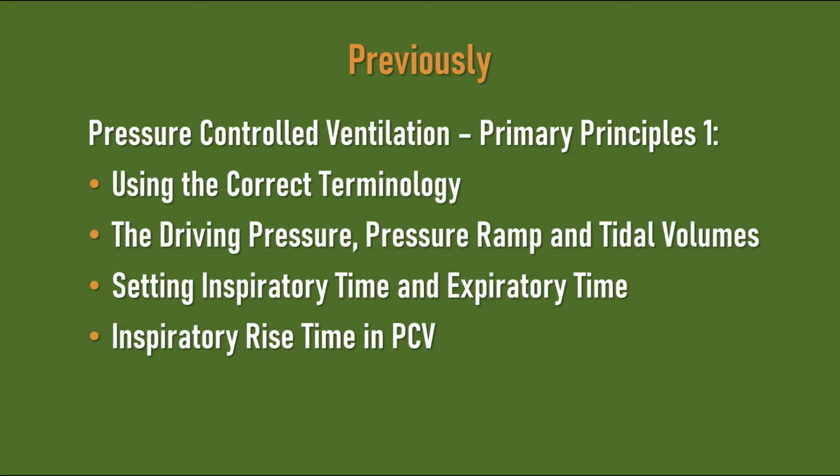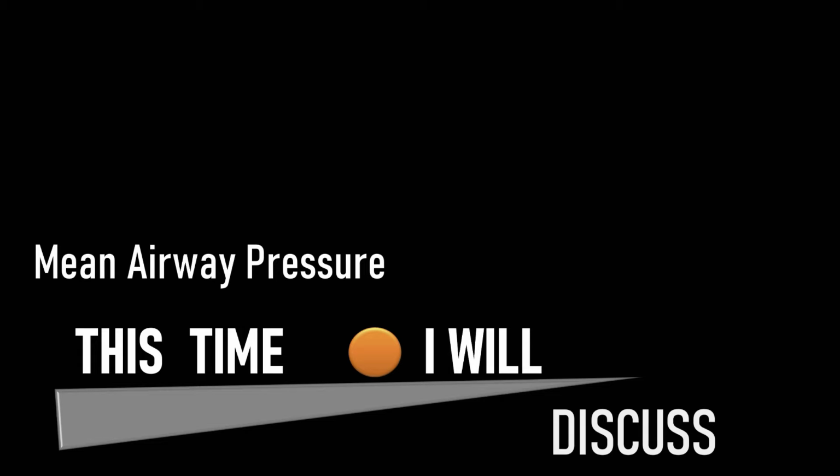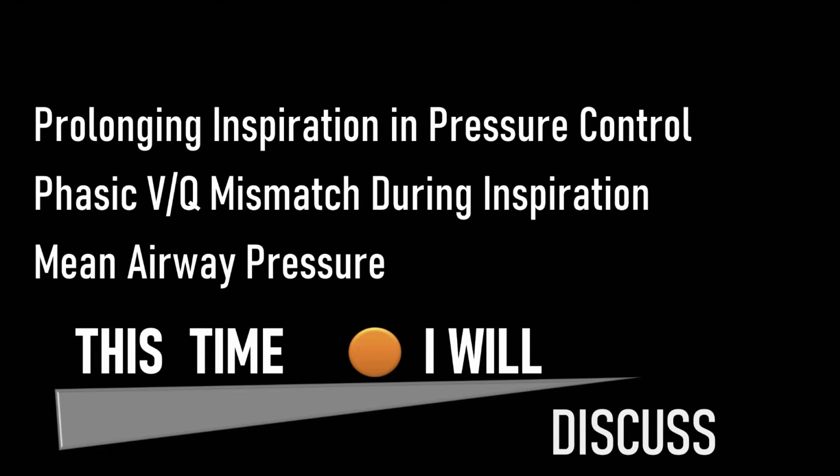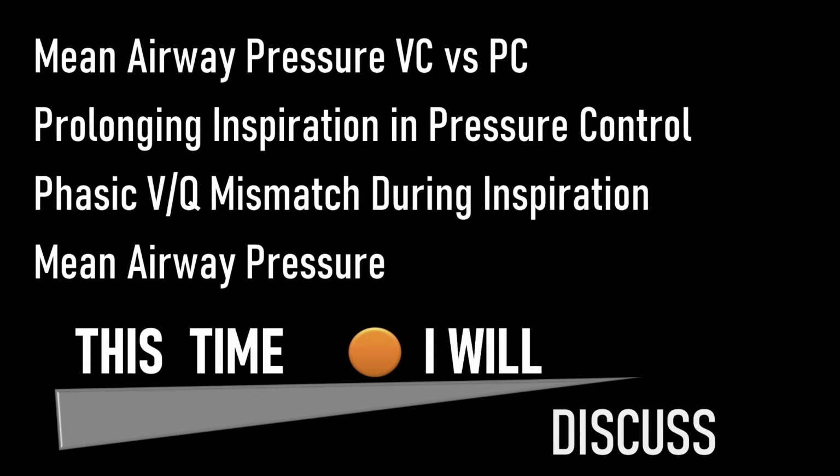We discussed the setting up of the inspiratory time and the expiratory time and how these interface with the respiratory rate. And finally, I discussed the inspiratory rise time that is common to all pressure control modes of ventilation. This time, I'm going to move on to discuss a really important concept, and that is mean airway pressure. I'm then going to move to looking at ventilation perfusion mismatch during inspiration and how prolonging inspiration and pressure control improves oxygenation. Finally, I'll discuss mean airway pressure and how it can be controlled in volume control versus pressure control.